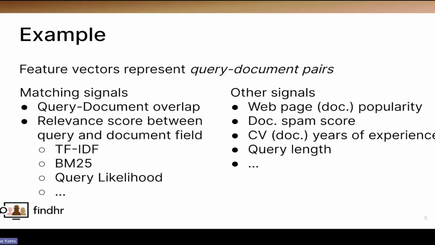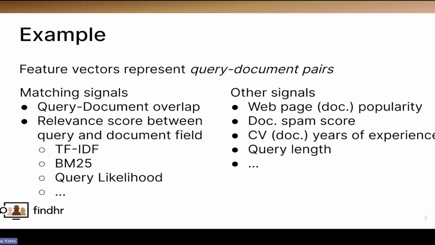Another type of signal could be a document spam score. So we might have some sort of machine learning model or other classifier that takes that document as input and predicts whether or not the document is spam. If we're moving more into a ranking humans sort of context, we might think of, for example, the years of experience on a CV, although there might be some reason to be careful with this.